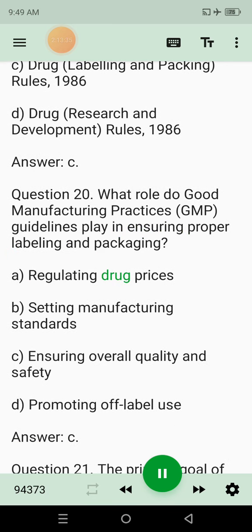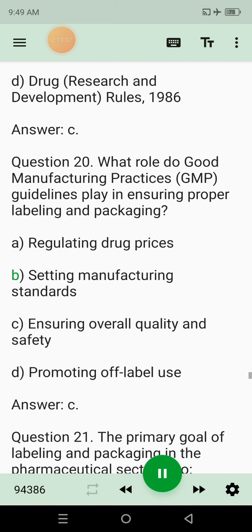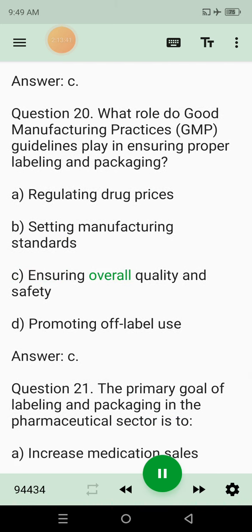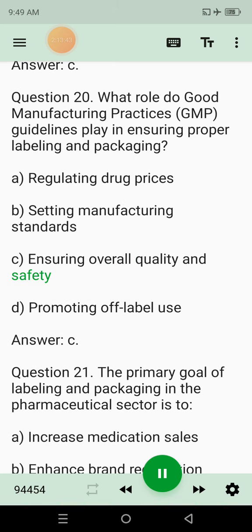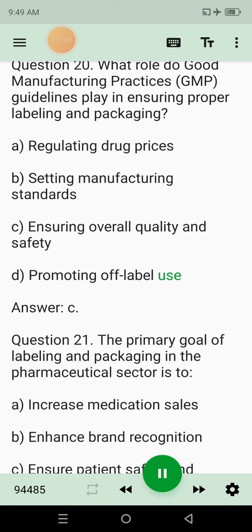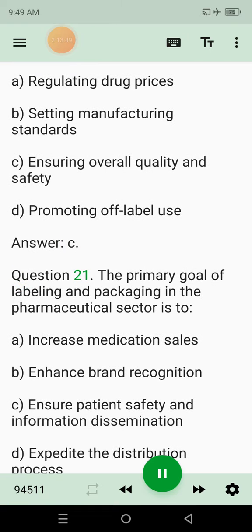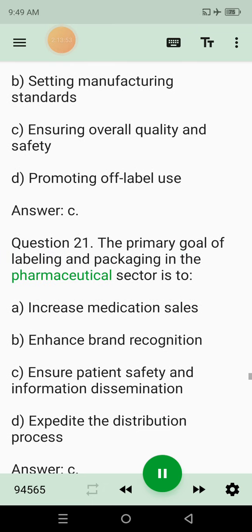Question 20. What role do Good Manufacturing Practices (GMP) guidelines play in ensuring proper labeling and packaging? A. Regulating drug prices. B. Setting manufacturing standards. C. Ensuring overall quality and safety. D. Promoting off-label use. Answer. C.